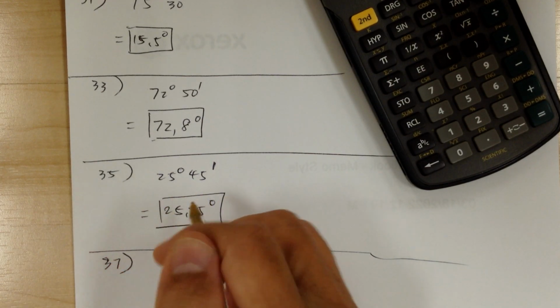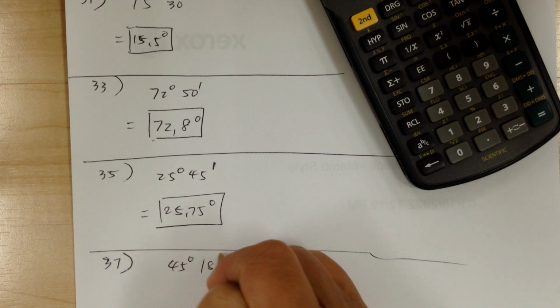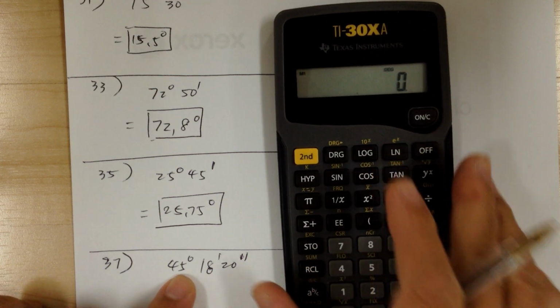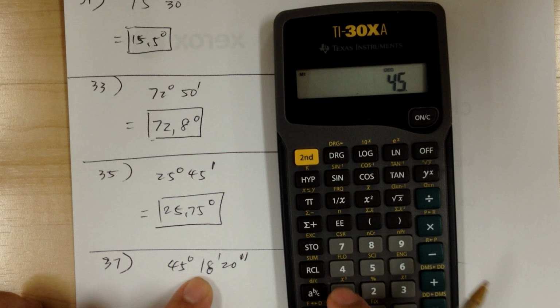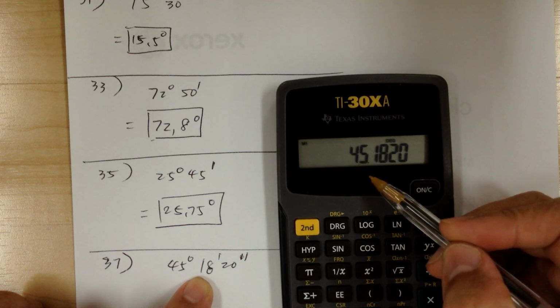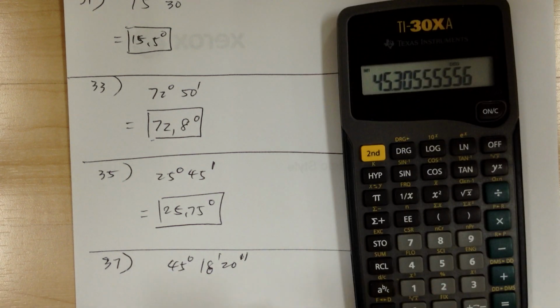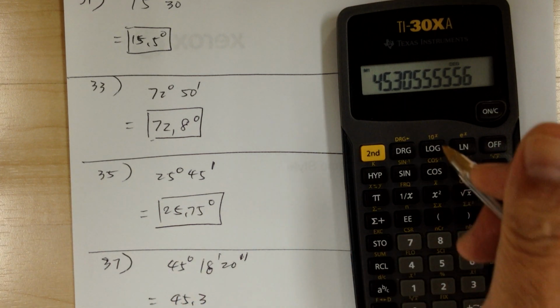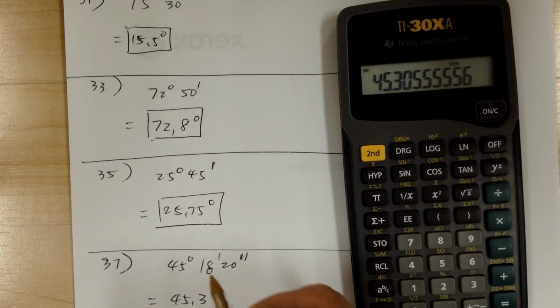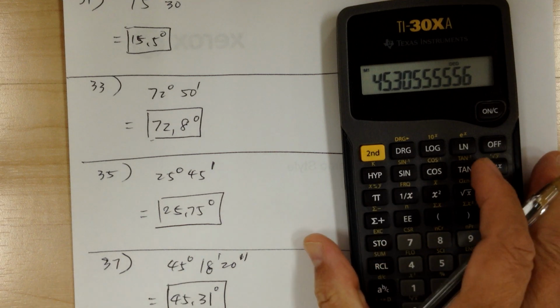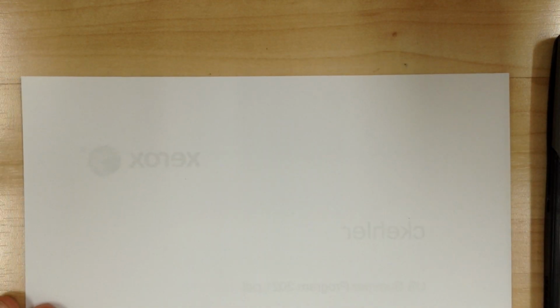Okay, 37. You've got 45 degrees, 18 minutes and 20 seconds. In this one, when you enter it in the calculator, it depends on the calculator. For my calculator, I have to enter 45.1820. This is how I need to enter it for my calculator. Then you go and convert. So I get 45.3055, and you have to round up to hundredths of a degree. So the 5 will round up to 1, so it'll be 45.31 degrees. So make sure you know how to round your numbers. Okay. Let's go to the next one.